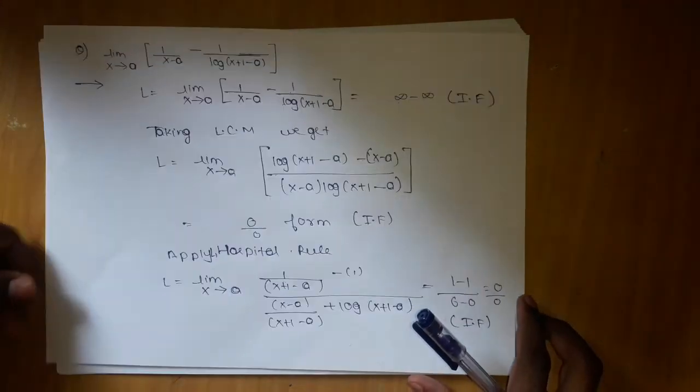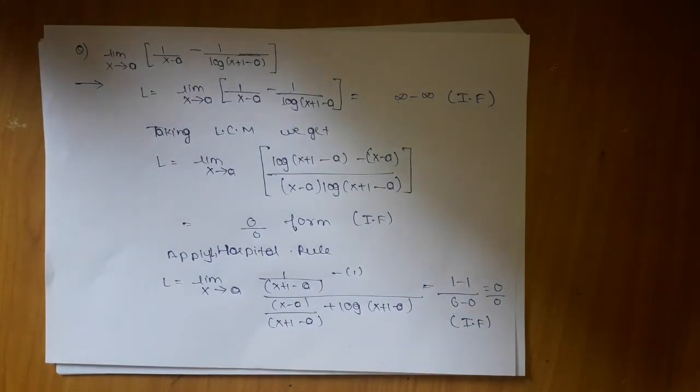And with this question we are done with type 4, which is the infinity minus infinity form. Hope you have liked the questions, and you will try them on your own and solve them, understand the concept, so that you can get better marks in your engineering exam.